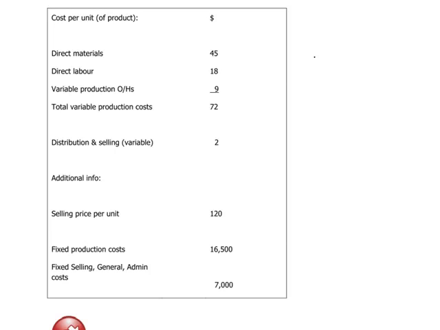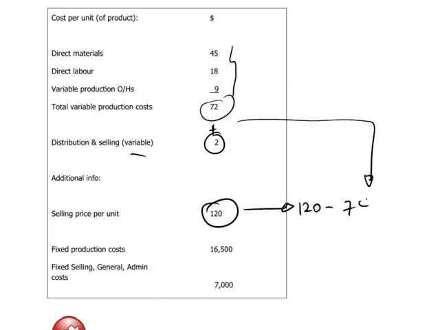Okay, so the numbers here tell us that for every item, every unit that we produce and sell, we get $120 for it. And the variable costs associated with that item add up to, these are the production costs, 72 plus distribution and selling, they're variable, $2, that makes $74. And therefore the difference will be $46 per unit. Any idea what this is called, the $46? You're right, it's called contribution.